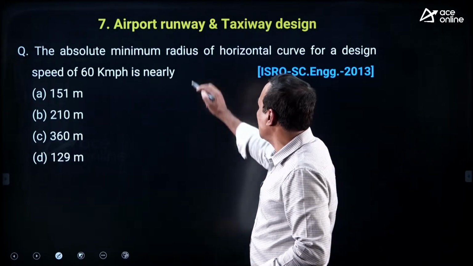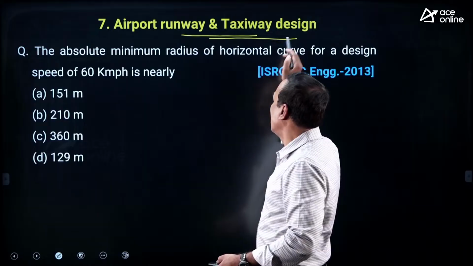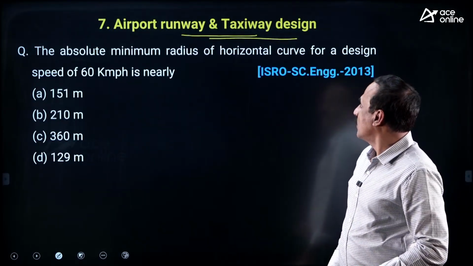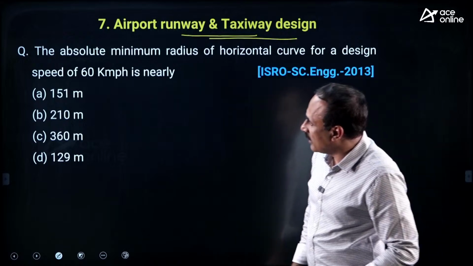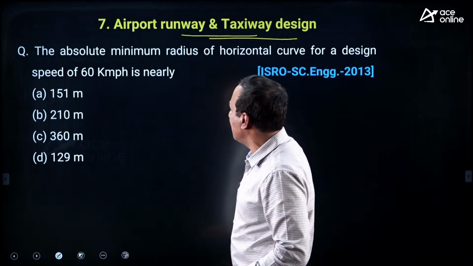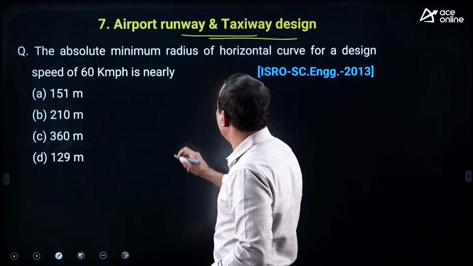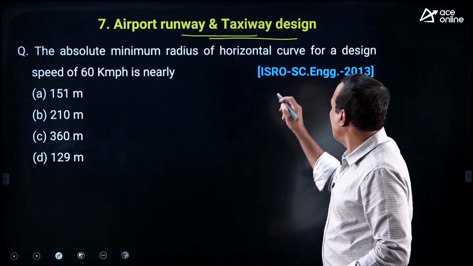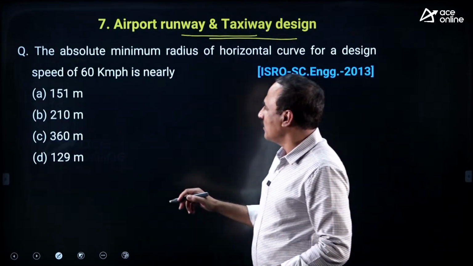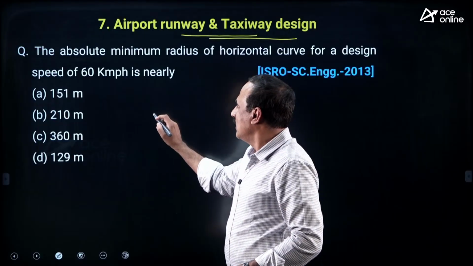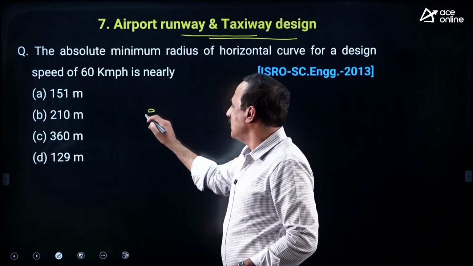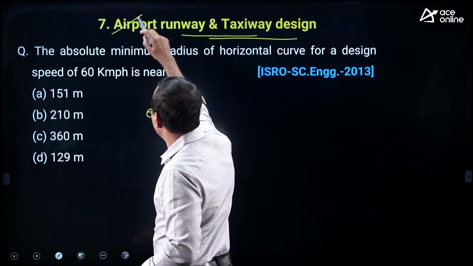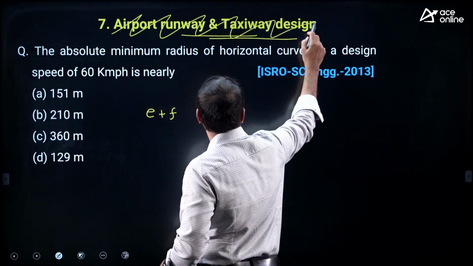Okay. We will try to go through a few questions of airport and taxiway first. Absolute minimum radius of horizontal curve for the design speed of 60 kmph. Absolute minimum radius is based upon, this is actually highway only, not airport. This question is based upon the highway only.